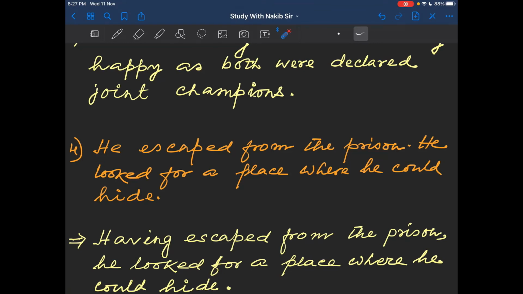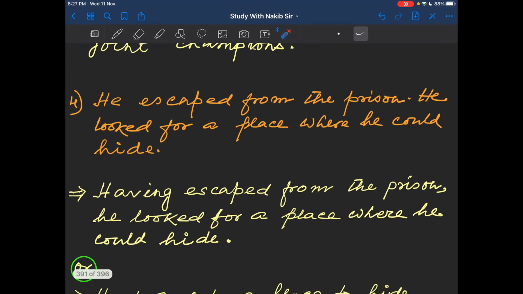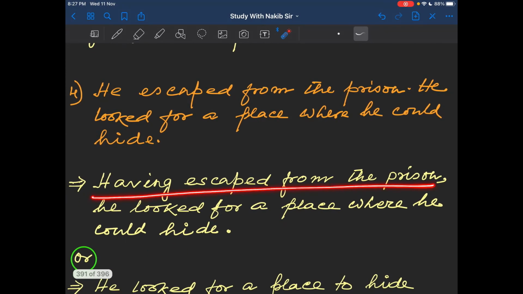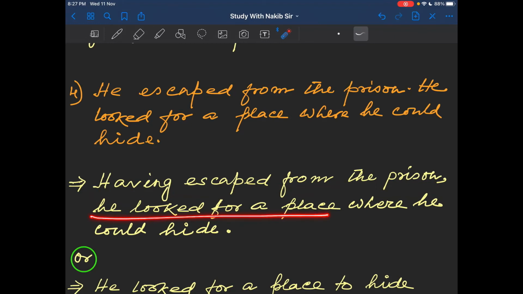So when cause and effect, you can use because or as to join them. When time and effect, you can use when to express the time. You know it well. So see the answer. Having escaped from the prison, he looked for a place where he could hide.